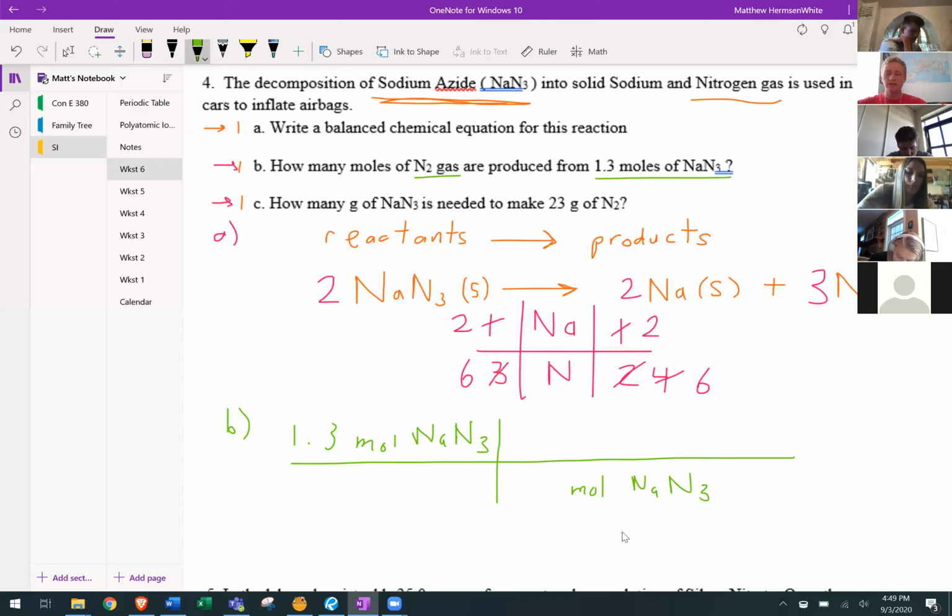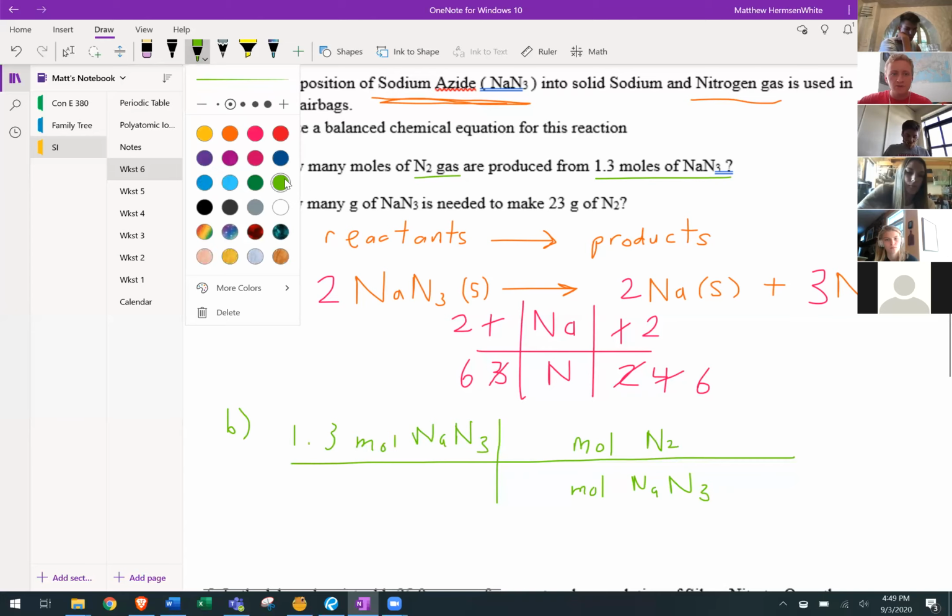So I'm putting moles NaN3 on the bottom, and I put what my desired outcome is on top. I'm desiring to go to moles of N2, so that goes on top. Now the question is, what is the ratio between moles of N2 and moles of NaN3? Does anyone know where we would get these numbers? From the equation. Yeah, so Dylan said we get these from the equation. So that's why we balanced it.